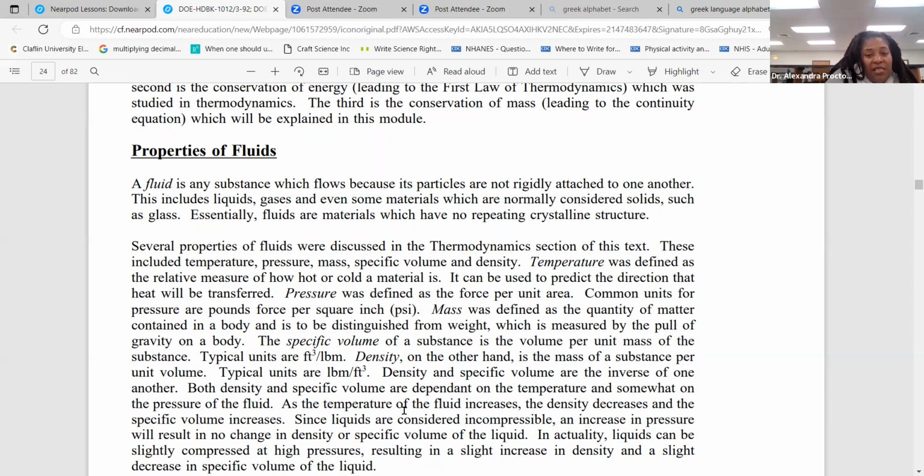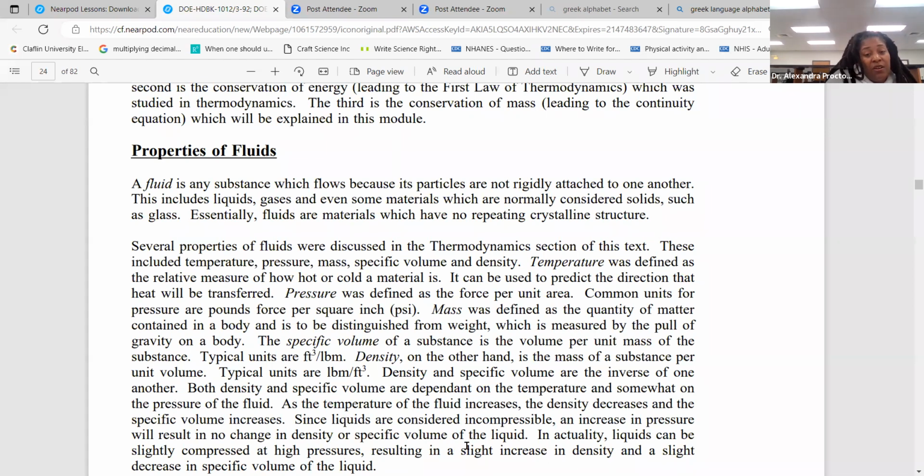Specific volume of a substance is the volume per unit mass of the substance, and the typical units are cubic feet per pound mass. Density, on the other hand, is the mass of the substance per unit volume, and the units were pound mass per cubic foot. Density and specific volume were the inverse of one another. Both are dependent on the temperature and somewhat on the pressure of the fluid. As the temperature of the fluid increases, the density decreases and the specific volume increases.